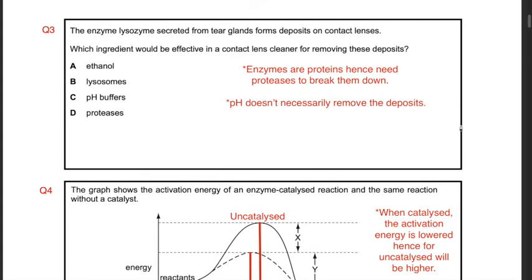Question 3. The enzyme lysozyme secreted from tear glands forms deposits on contact lenses. Which ingredient would be effective in a contact lens cleaner for removing these deposits? A. Ethanol. B. Lysosomes. C. pH buffers. D. Proteases. The key thing you should remember is that enzymes are proteins. Hence, they would be broken down by enzymes known as proteases, as proteases, as the name suggests, break down proteins. Therefore, in order to remove the deposits forming on contact lenses, you would need an ingredient which could digest or break down the deposits, leaving us with the best possible answer, that is D, proteases.